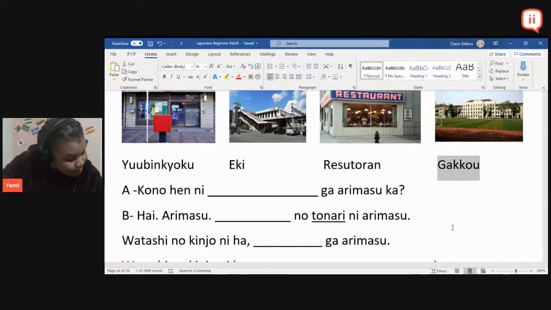Okay. Anyone? Okay. Sylvia says, 私の近所には学校があります。学校があります。Wow. Sylvia, good job with your hiragana and kanji.